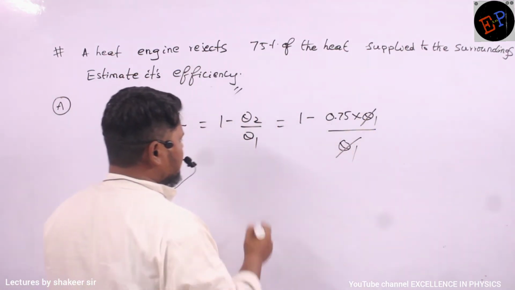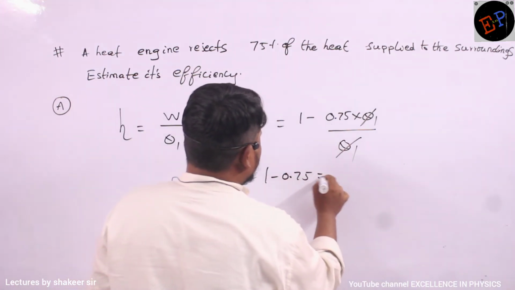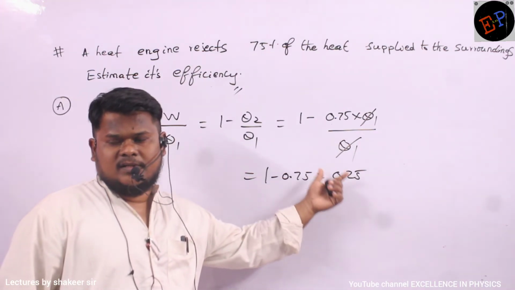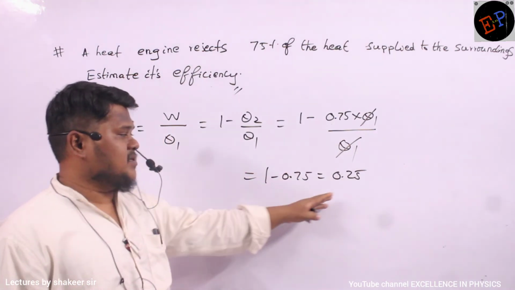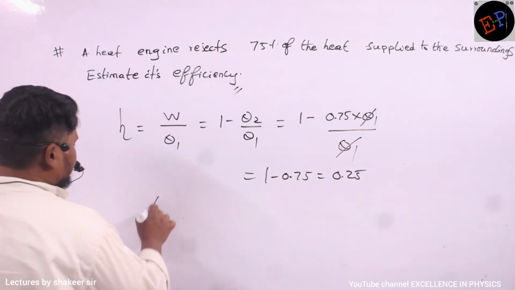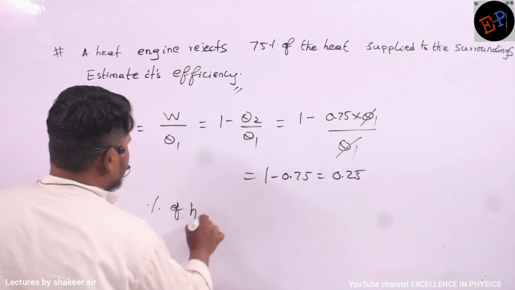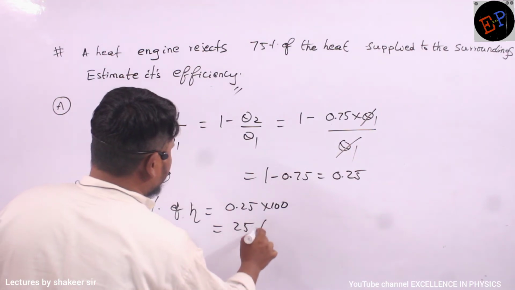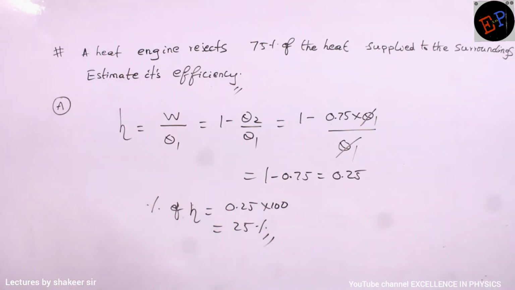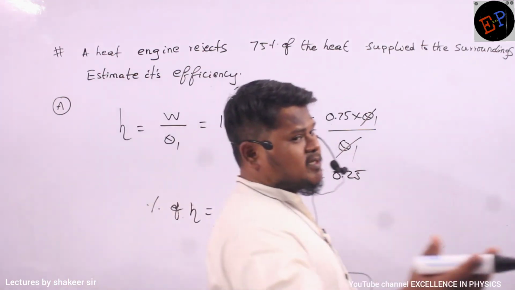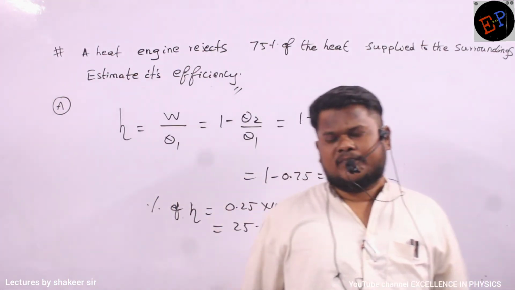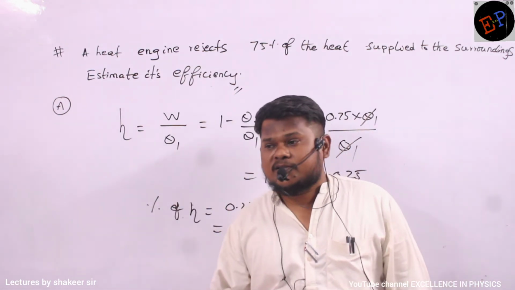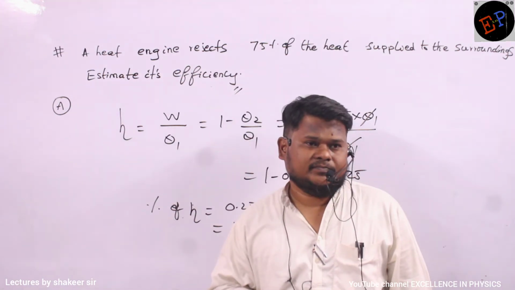So Q1 and Q1 get cancelled, and how much will I get? 1 minus 0.75 is 0.25. This is the fraction which is called the efficiency of this heat engine. And if you write it as a percentage, just multiply this by 100. So it will be 25%. This is the efficiency of the heat engine. Heat engines of highest efficiency have an efficiency of only 50%. In this world, if there is any engine with the highest efficiency, it is only 50%. Are you able to understand?